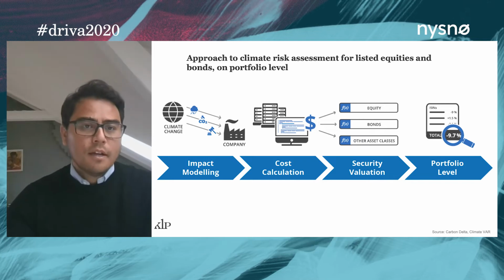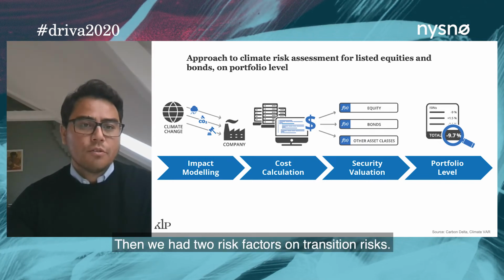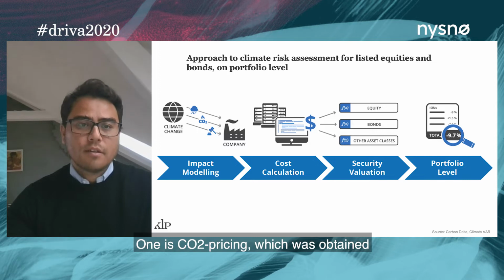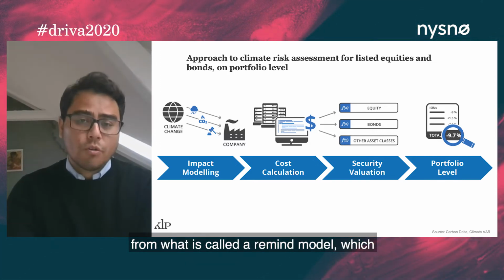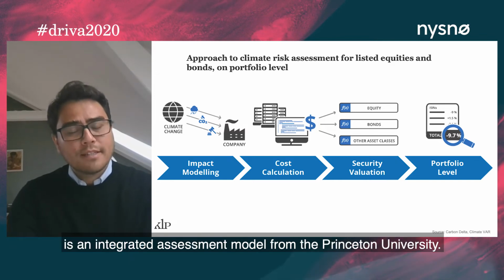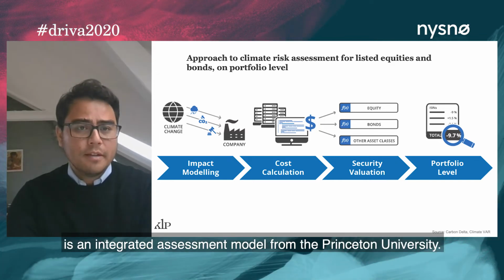Then we had 2 risk factors on transition risks. One is CO2 pricing, which was obtained from what is called the REMIND model, which is an integrated assessment model from Potsdam University.